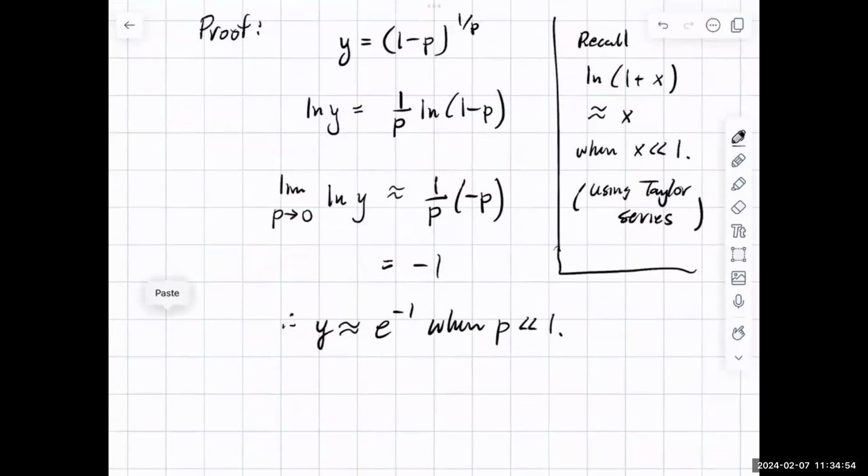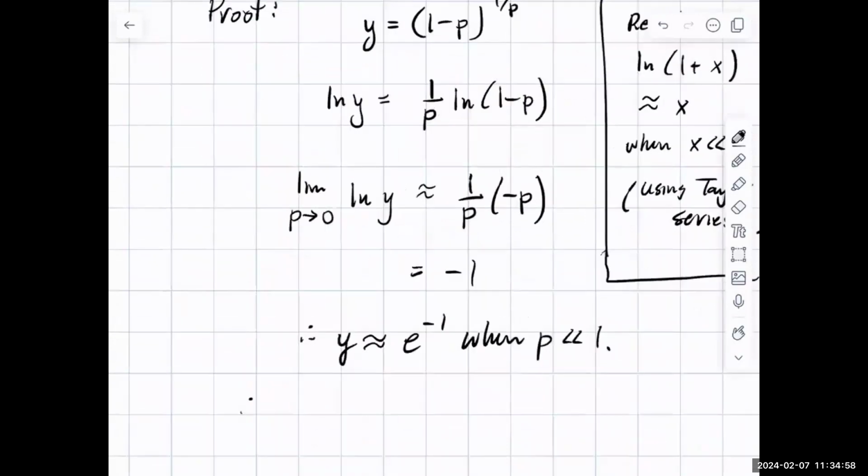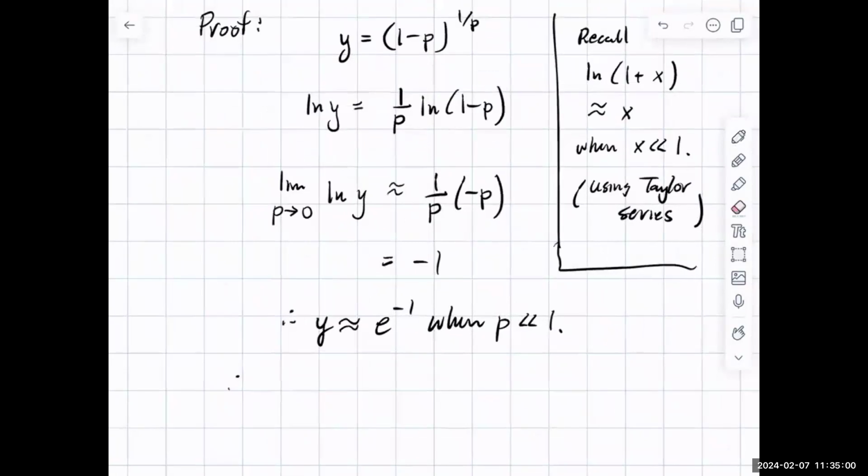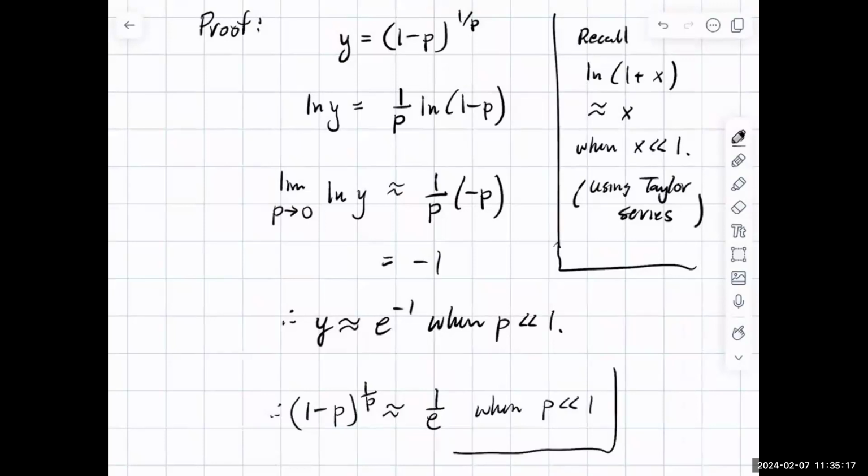Okay, and since y was this thing at the top, we would have that (1 - p)^(1/p) is approximately 1/e when p is small. And so that's our proof.